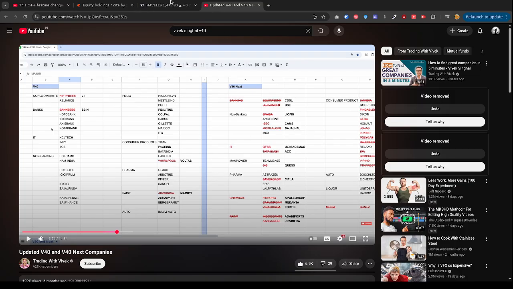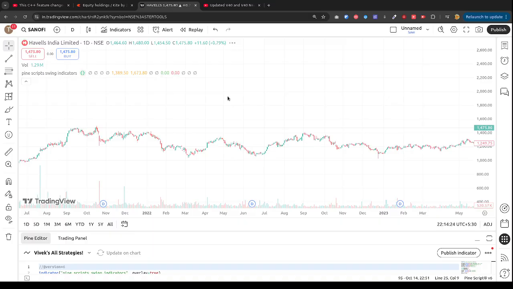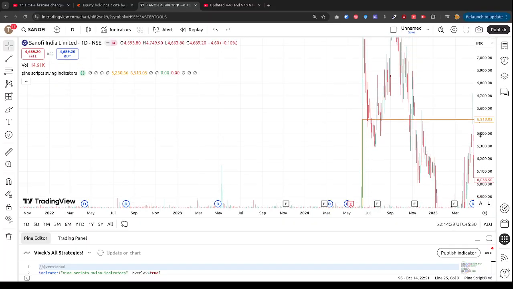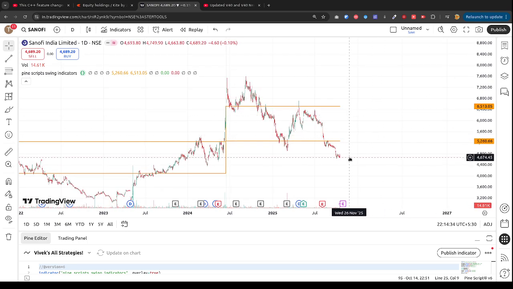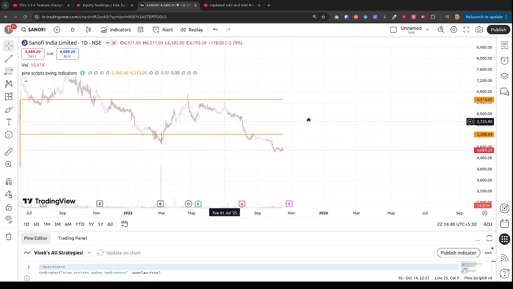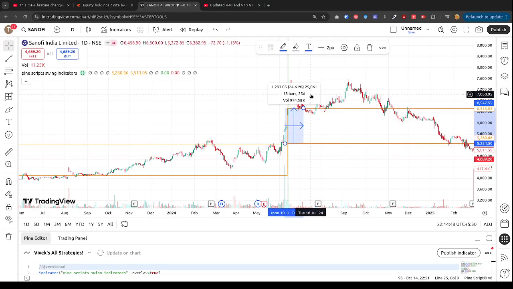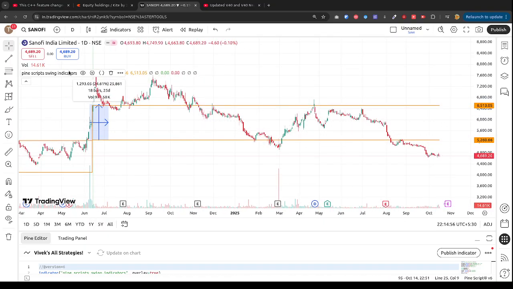Maybe we can go to Sanofi, and yes, this range bound is applicable on Sanofi. This is at 24.61% green candle up move. This is how you can easily track all the companies.